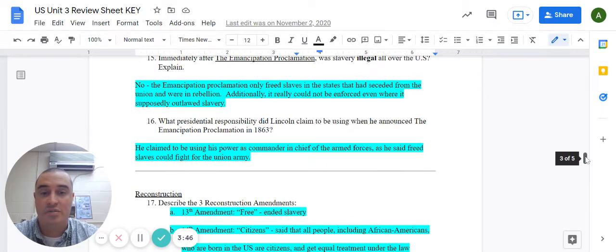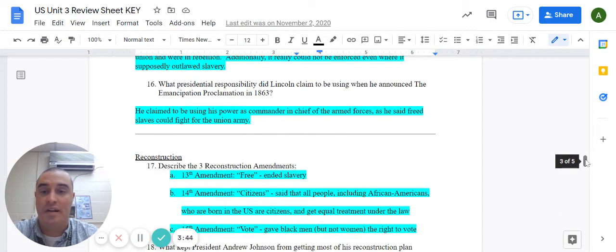16, when Lincoln issued the Emancipation Proclamation, what power did he claim? He used his presidential power as commander-in-chief of the armed forces, as he said it was a military measure in that freed slaves could potentially fight for the Union Army.